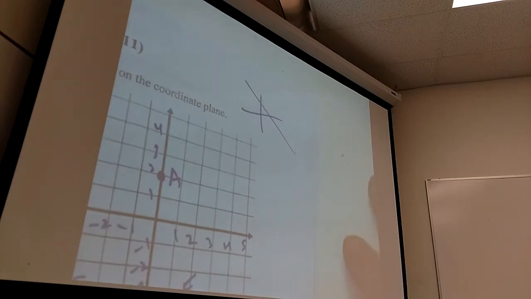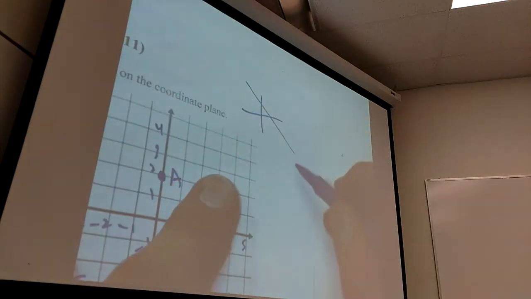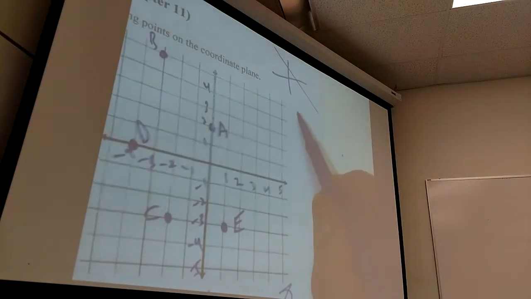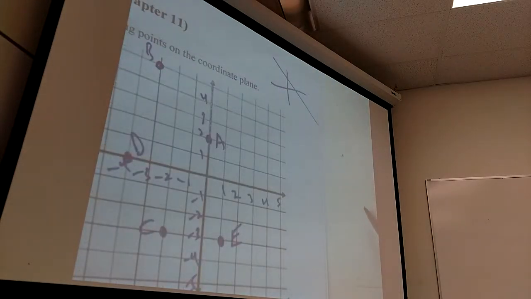I plugged it in my calculator. No. You're supposed to be doing this by hand at first. Right? So some of you might know how to use a graphing calculator. Be careful. When you get a teacher like me, we want you to understand what you're doing. We want you to do it by hand first.